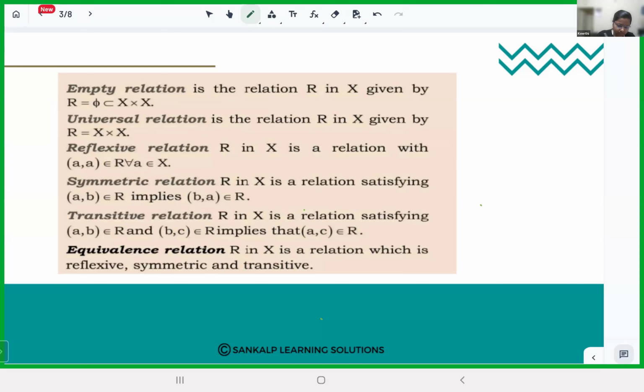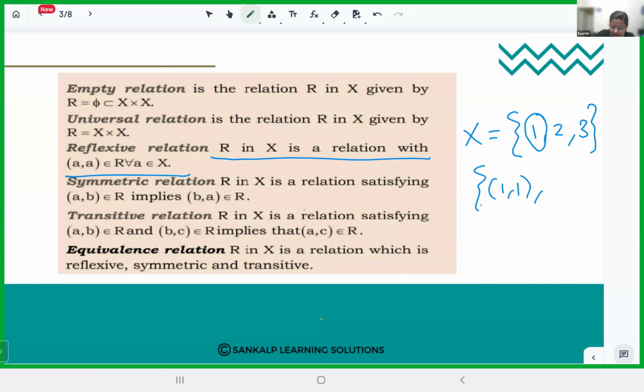Here you have the definition. A reflexive relation R in X is a relation with the ordered pair (a, a) belonging to R for all a belonging to X. Suppose X is the set {1, 2, 3}. Then how will you define a reflexive relation? The reflexive relation should contain the ordered pair (1, 1), then it should also contain the ordered pair (2, 2), and similarly the ordered pair (3, 3). This is known as a reflexive relation.